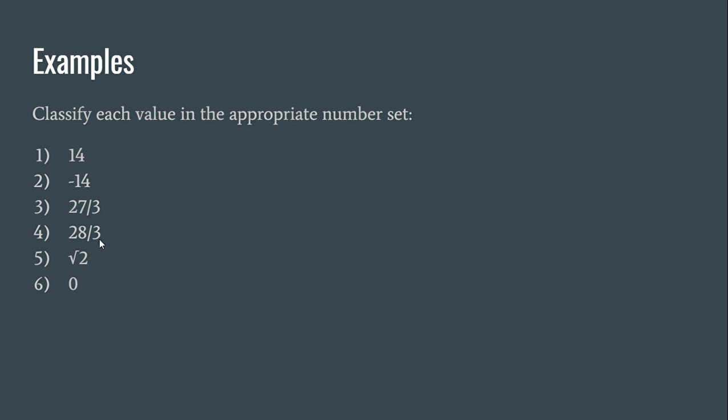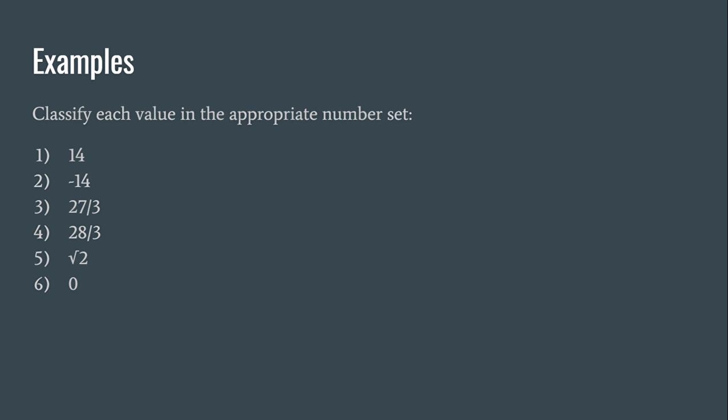Okay, so that being said, number 5, square root of 2. Square root of 2 does not simplify into a non-decimal number. As a decimal, it doesn't terminate and it doesn't repeat, which automatically makes it an irrational number. And since it's an irrational number, that also makes it a real number. So square root of 2: irrational, real. That's the only two categories it falls under.